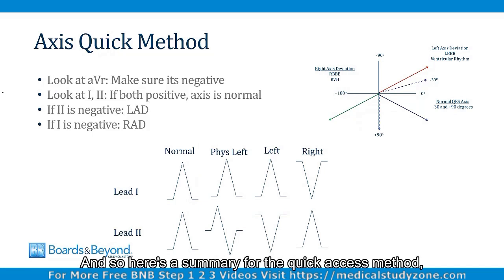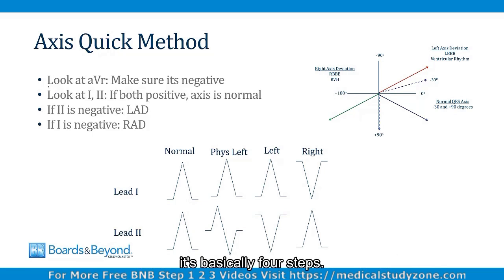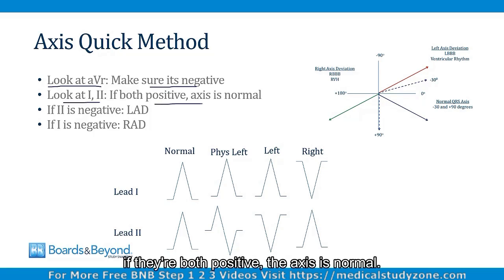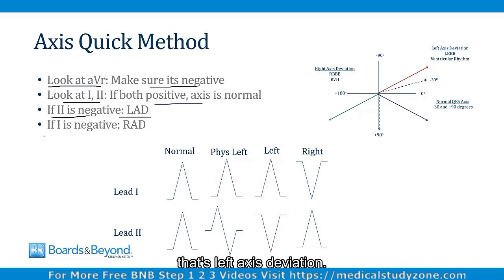And so here's a summary for the quick axis method. It's basically 4 steps. You look at AVR and make sure it's negative. You look at leads 1 and 2. If they're both positive, the axis is normal. You look at lead 2. If it's negative, that's left axis deviation. If lead 1 is negative, that's right axis deviation.